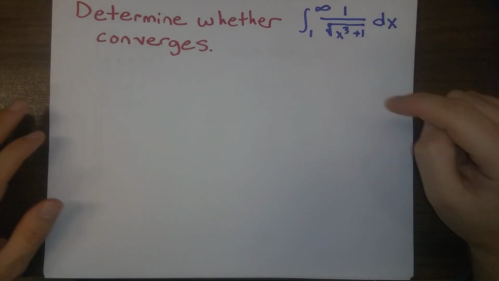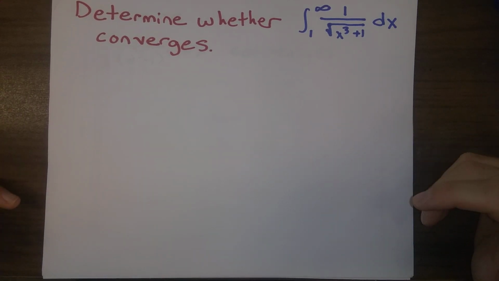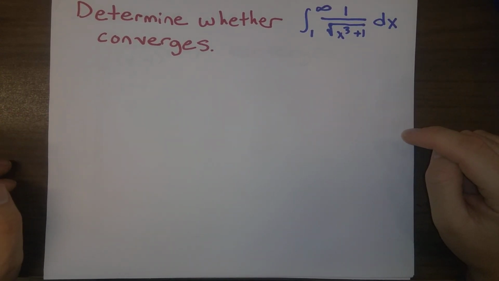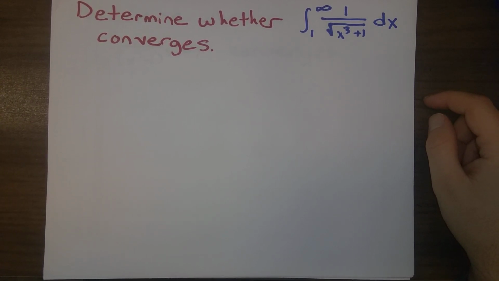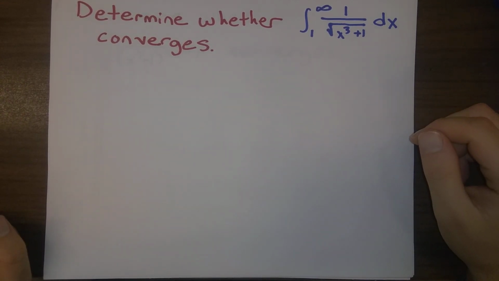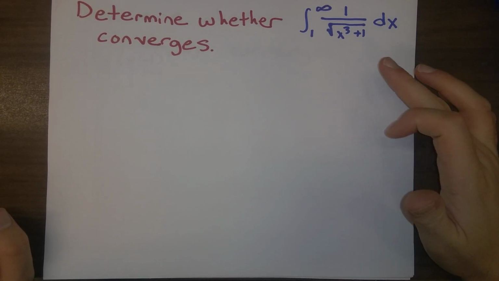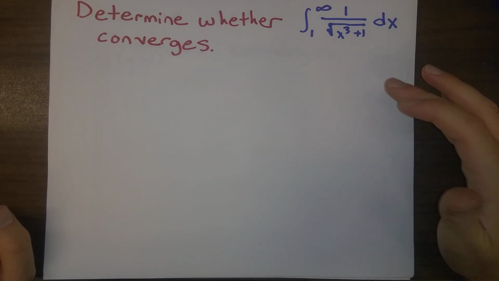So as a first example of this, let's take a look at the integral from 1 to infinity of 1 over the square root of x cubed plus 1. If we were doing this using previous methods, our first job would be to try to find an antiderivative of 1 over the square root of x cubed plus 1. That's going to be a very difficult problem. I don't know how you come up with an antiderivative of that. So we don't want to do this by finding an antiderivative.